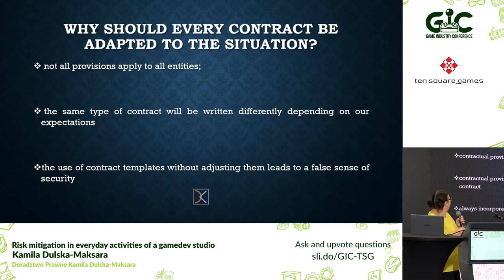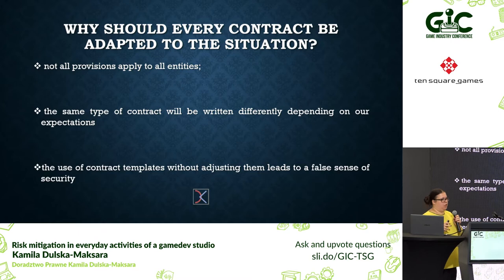So why should every contract be adapted to the situation? Because not all provisions can apply to all entities. So the scope of responsibility is different when there is a natural person on the other side, and different when there is a company, even though they may be the same contract. So we may end up with a null provision if you don't adjust that.